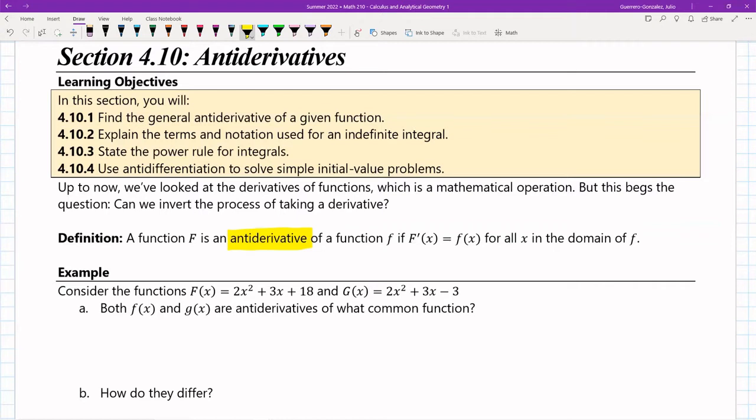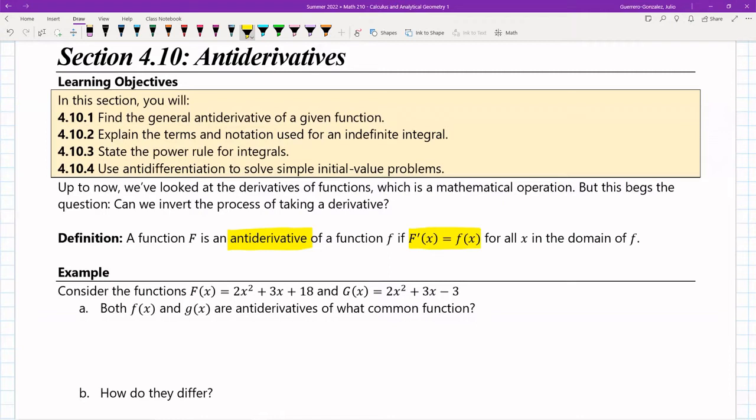First thing I want to define is the definition of an antiderivative. A function big F, so now I have to define a big F as opposed to a little f, is an antiderivative of a function little f if I can take the derivative of big F and get little f back for all the values in the domain of f.